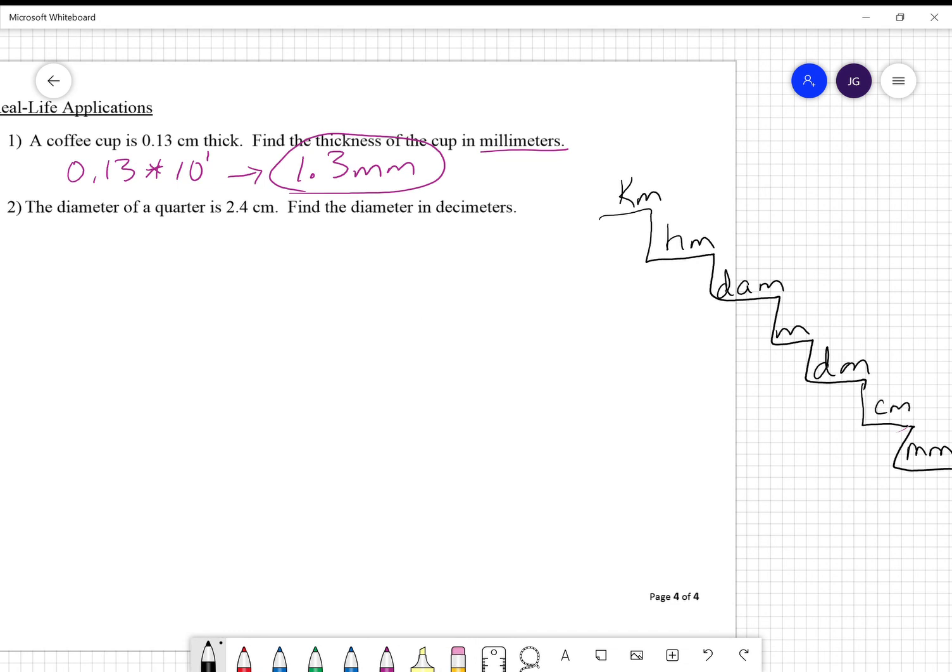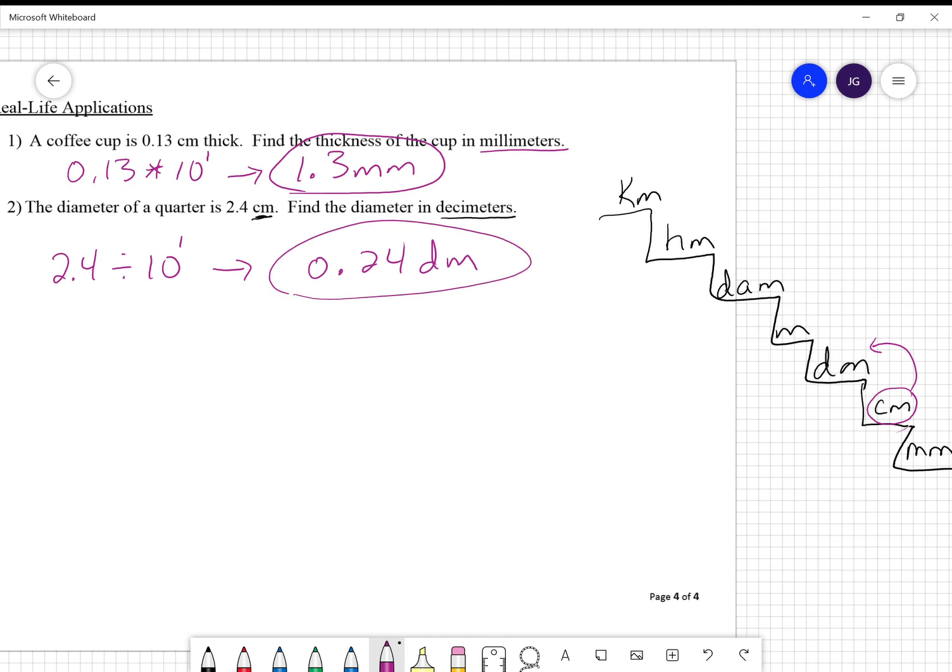Next one. The diameter of a quarter is 2.4 centimeters. Find the diameter in decimeters. Starting at centimeters, and I'm going to decimeters. That's 1 step up. 2.4 divided by 10 to the 1st. 0.24 decimeters. Okay, that ends the lesson on converting within the metric linear system.